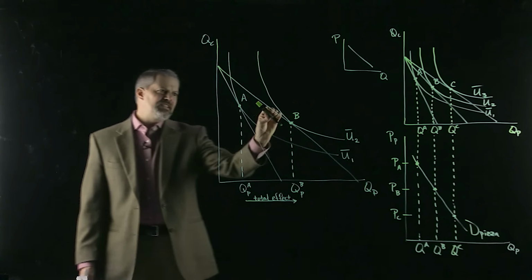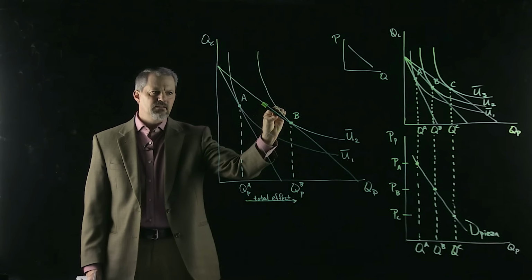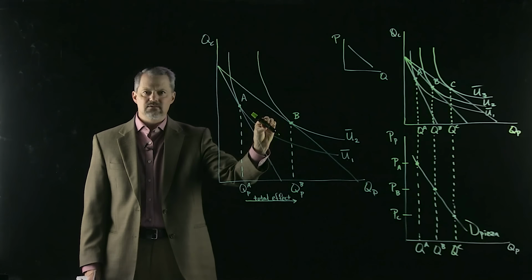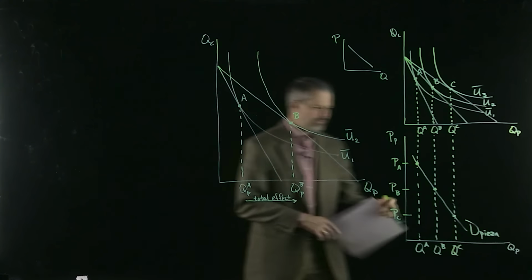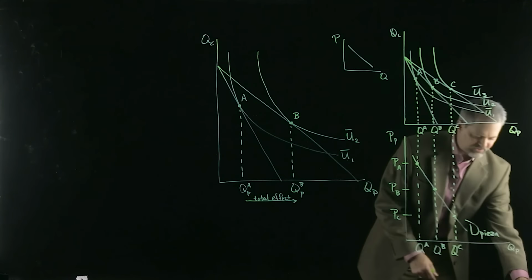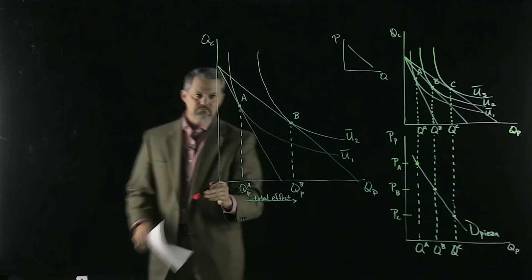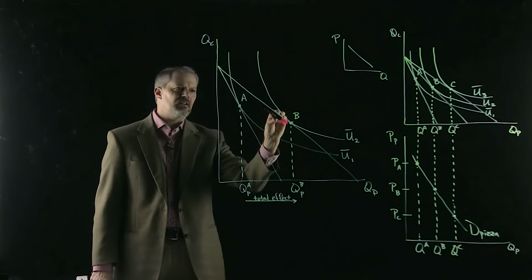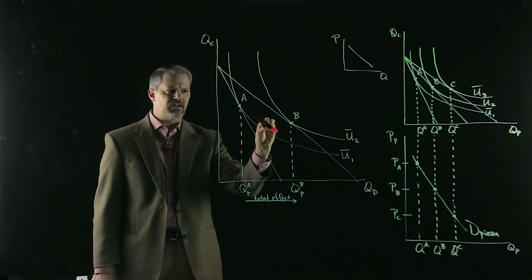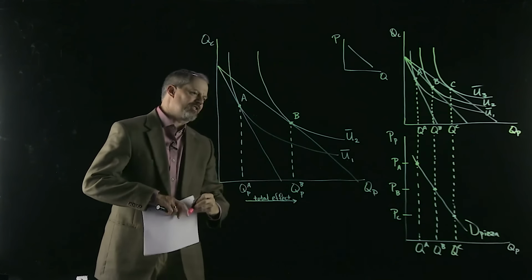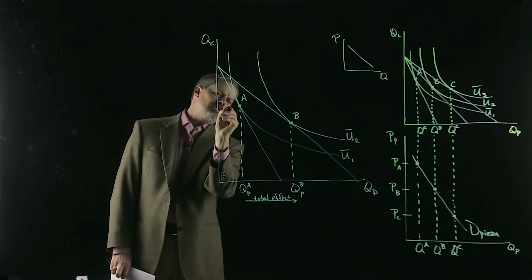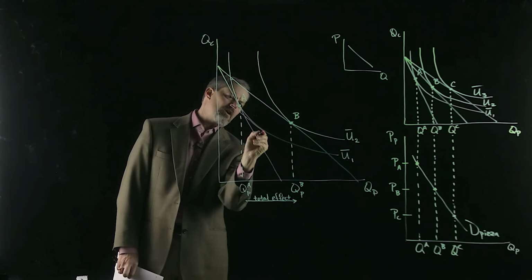If we were to take this new budget constraint right here and pull it backwards, parallel to itself, then that would have the effect of reducing income for the consumer. So if we were to take this new budget constraint, I'm going to do this in a different color, and pull it back parallel to itself until we pulled it back enough that it became just tangent to the original indifference curve. And so that would happen somewhere, I'm going to draw this somewhere right in here.